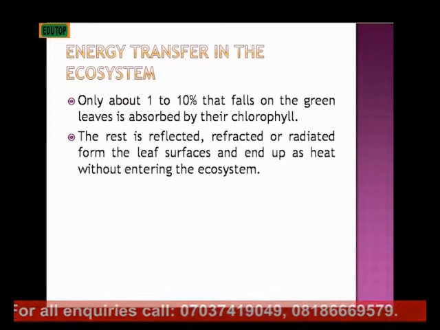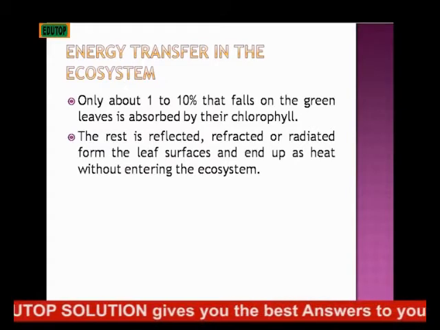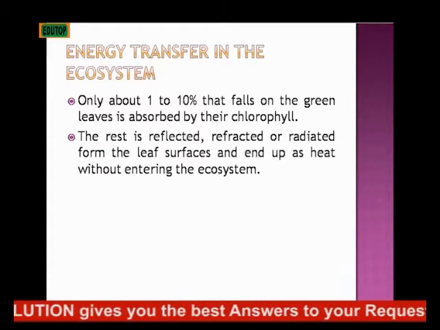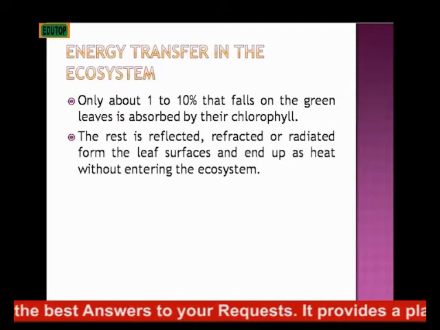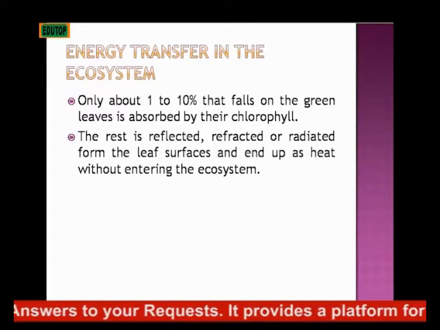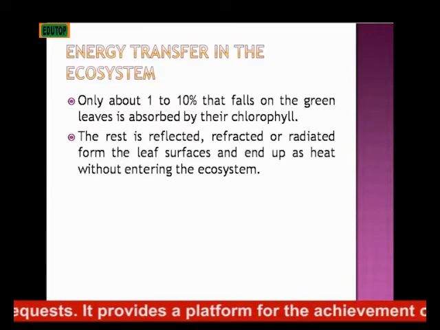manufacturing food. And if the green plant is using 1 to 10%, then you know what we get to other organisms in the ecosystem. So just 1 to 10% falls on the green plant, which is absorbed by the chlorophyll. You know, chlorophyll is responsible for photosynthesis in plants. Then the rest is reflected.